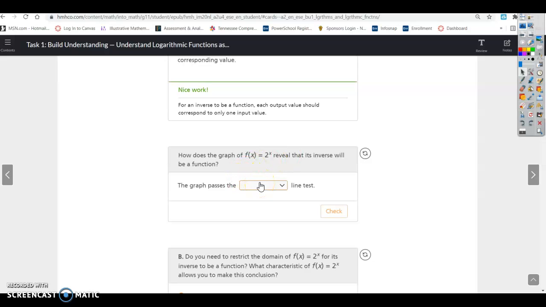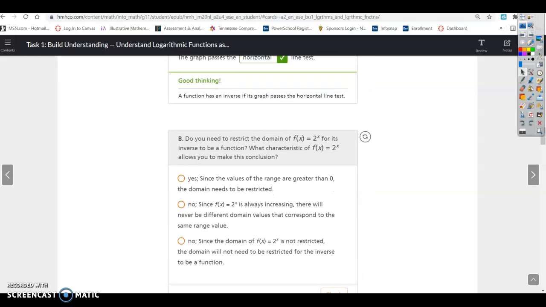All right, so if you look at the graph, it passes the horizontal line test. Remember, the vertical line test tells you if a graph is a function or not. This says, will the inverse be a function? So that means you have to look at the horizontal line test.